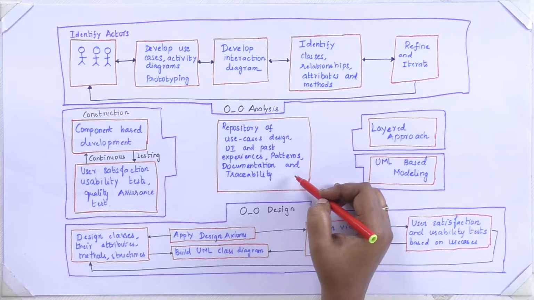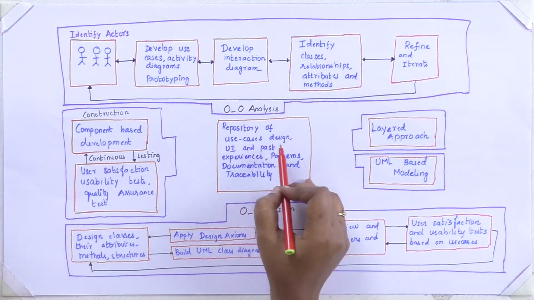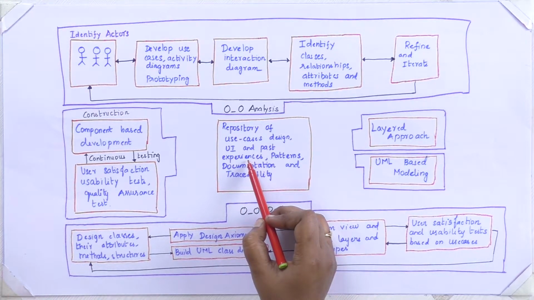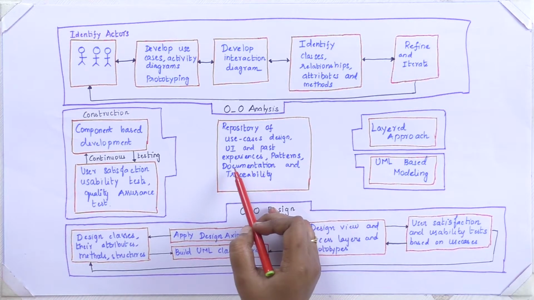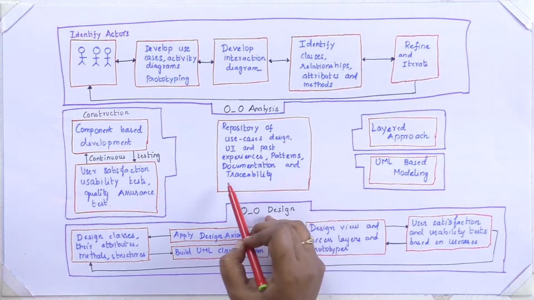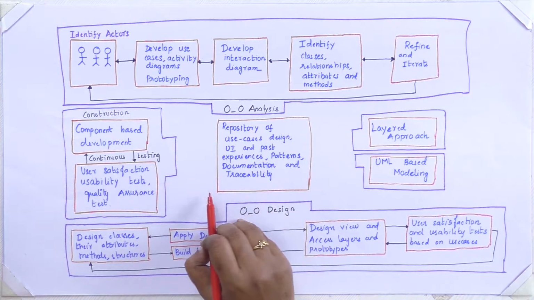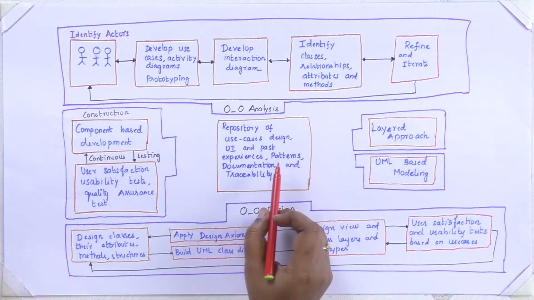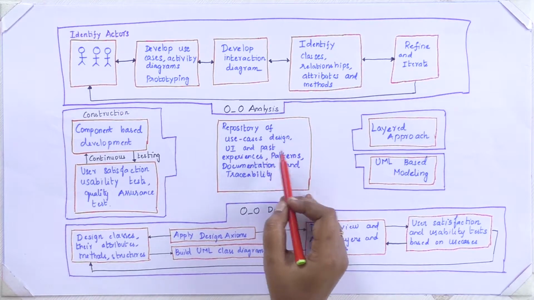The next is repository. Repository in the sense, it will be having the collection of use case designs, user interfaces, past experiences, what we have when we are developing the other softwares, patterns what we have used in other softwares, documentation what we have developed for the previously developed softwares, traceability in the sense, to reach a solution, what are all the steps we have to do. So the traceability can be obtained from previous software developed. So repository will be having the collection of past experiences and past patterns.